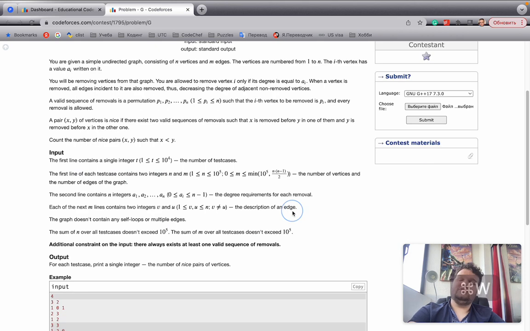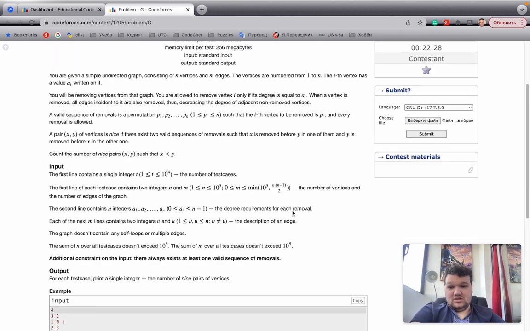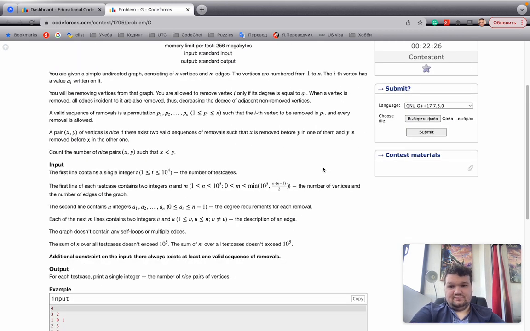Okay, so F is accepted. There always exists at least one valid sequence of removals.